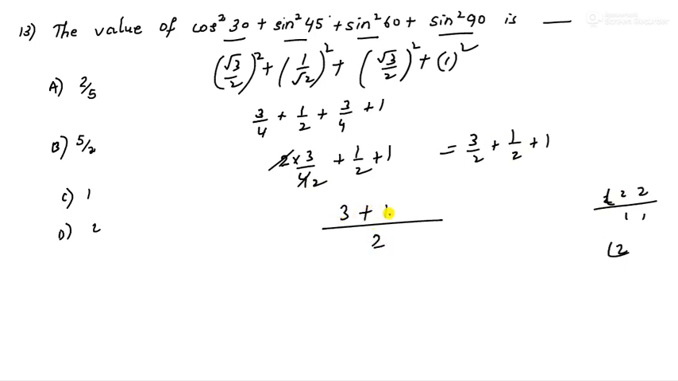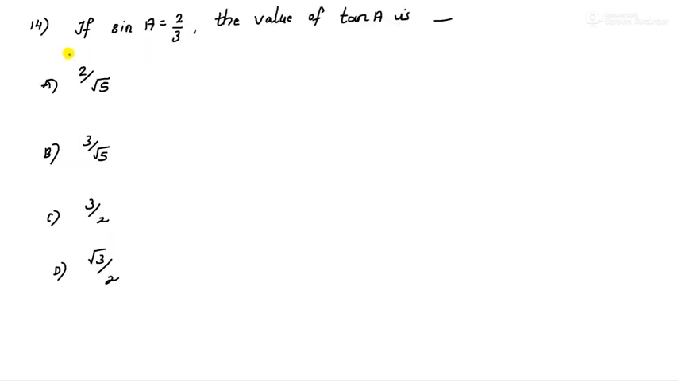Here we'll get 3 plus 1 plus 2. So 3 plus 1 is how much? 4. 4 plus 2 is 6. 6 by 2 is how much? You will get 3. So do we have that in the options? No. So I think there is some mistake. Let me check. Okay, so actually this option is 3, not 2. There is some mistake, so the exact answer is 3. Okay, no confusion. Okay, next question.